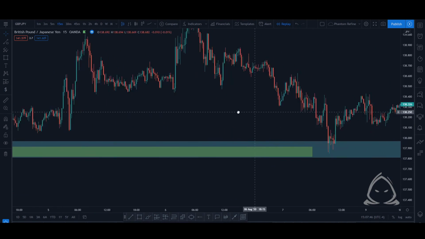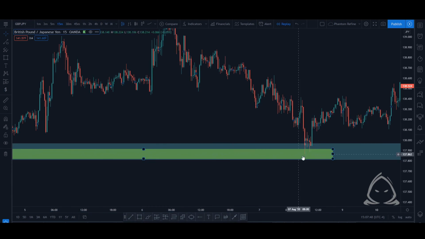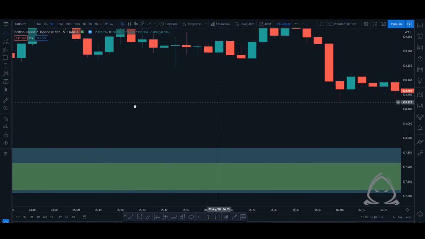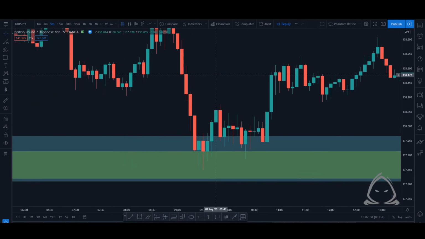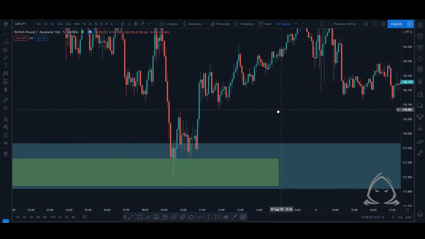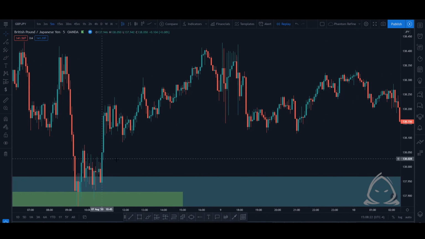So if we just draw this out a little bit further, we can see that price taps into this. And if we go down to the 5-minute chart, we can take a look and see what we see when price taps into it. And we can see that in this case, we didn't actually get a true break of structure, but we did get an impulsive move with a little bit of an order block within that order block. So a valid buy opportunity could have presented itself.